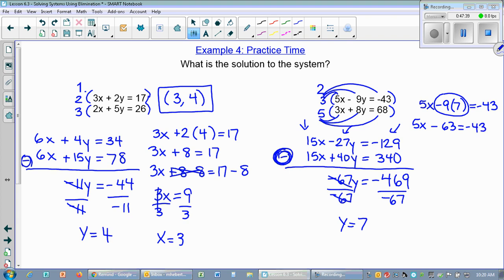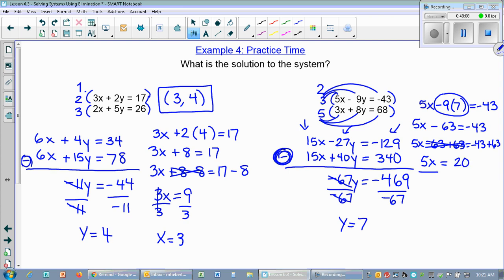I need to get the 5x by itself, so I'll do the opposite of minus 63, which is plus 63. And if I add 63 on the left, I will need to add 63 to the right. So negative 43 plus 63. I have 5x, because negative 63 plus 63 cancel each other out. Negative 43 plus 63 is equal to 20.